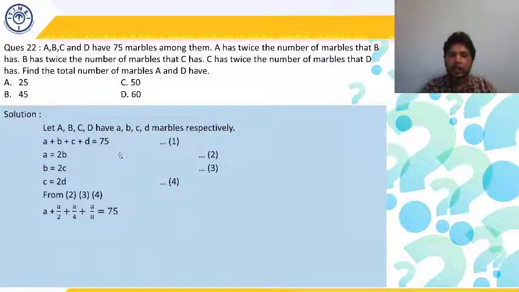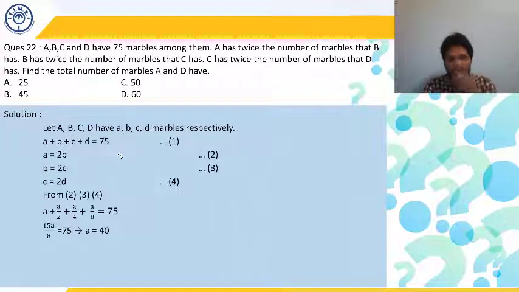So just putting the values in the first equation, we can say A plus A by 2 plus A by 4 plus A by 8 is equal to 75. After solving, the value of A comes out to be 40. And what is A? A was the number of marbles that A person was having.